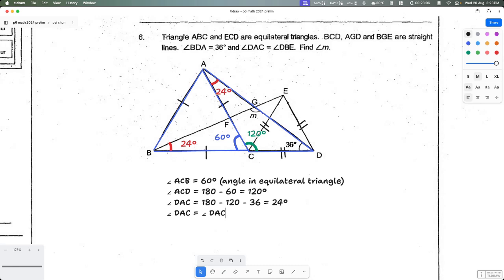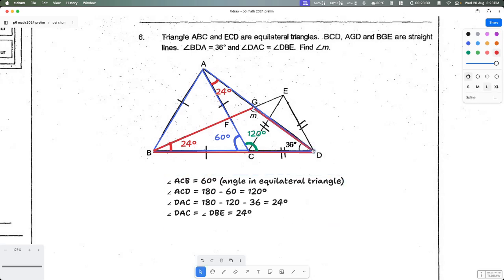DAC is equal to DBE, which is also equal to 24 degrees. And then the last part is we can get M since the angle, the triangle. Let me use another color, maybe red. So this whole thing over here, this is the other triangle that we want.